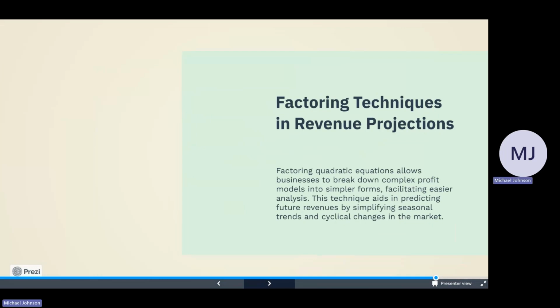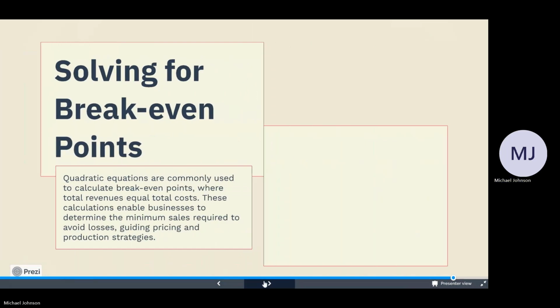Factoring quadratic equations allows businesses to break down complex profit models into simpler terms, facilitating easier analysis. This technique aids in predicting future revenues by simplifying seasonal trends and cyclical changes in the market.